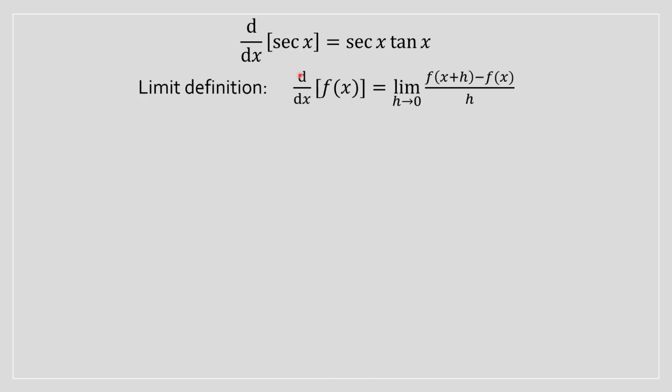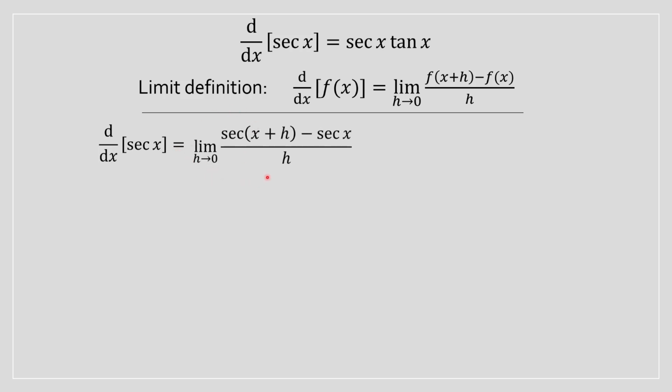So to prove this, we're going to apply the limit definition, same as before, using this formula right over here. We're going to replace f of x with secant of x. So we're going to take the derivative of secant of x using the limit definition. Once you rewrite it, it's going to resemble something that looks like this. Notice secant could be rewritten as 1 over cos. So that's the trig identity we're going to apply right away.